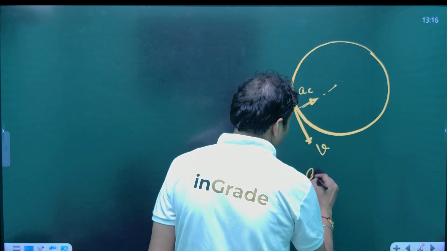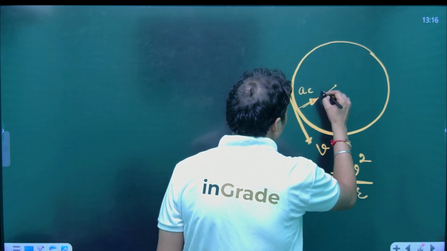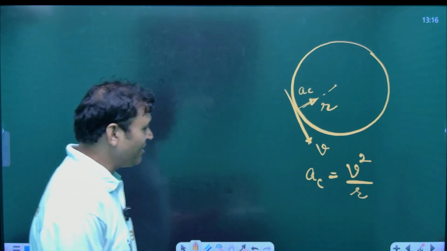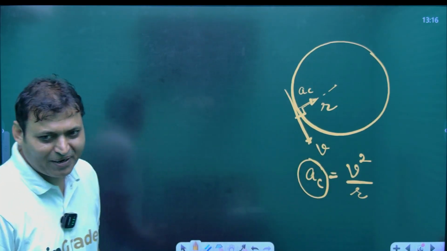And what is centripetal acceleration? That is v square by r, if r is the radius of the circle, isn't it? The centripetal acceleration, which is perpendicular to the velocity. Velocity and acceleration are perpendicular to each other.